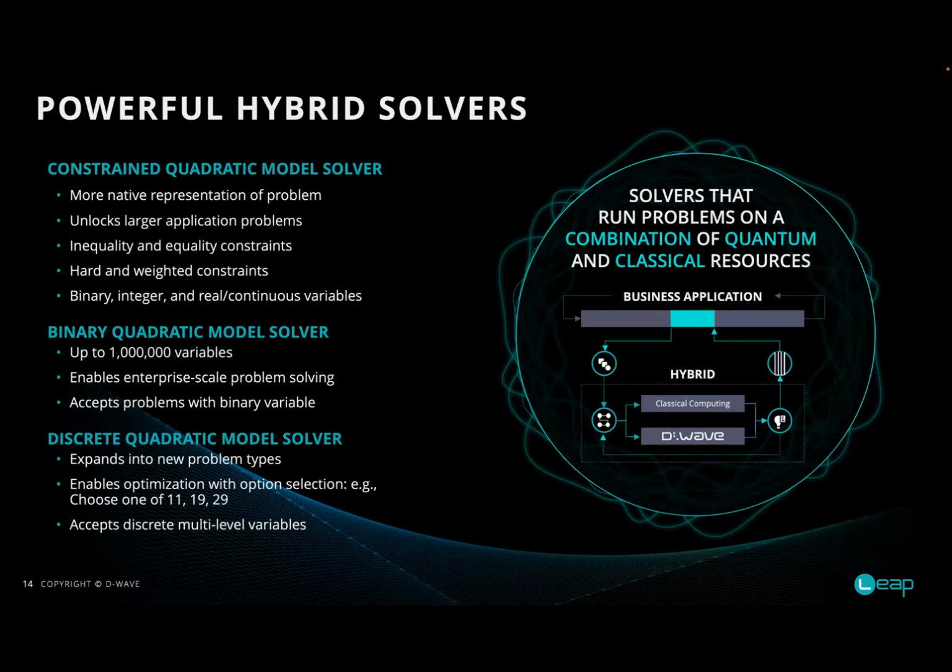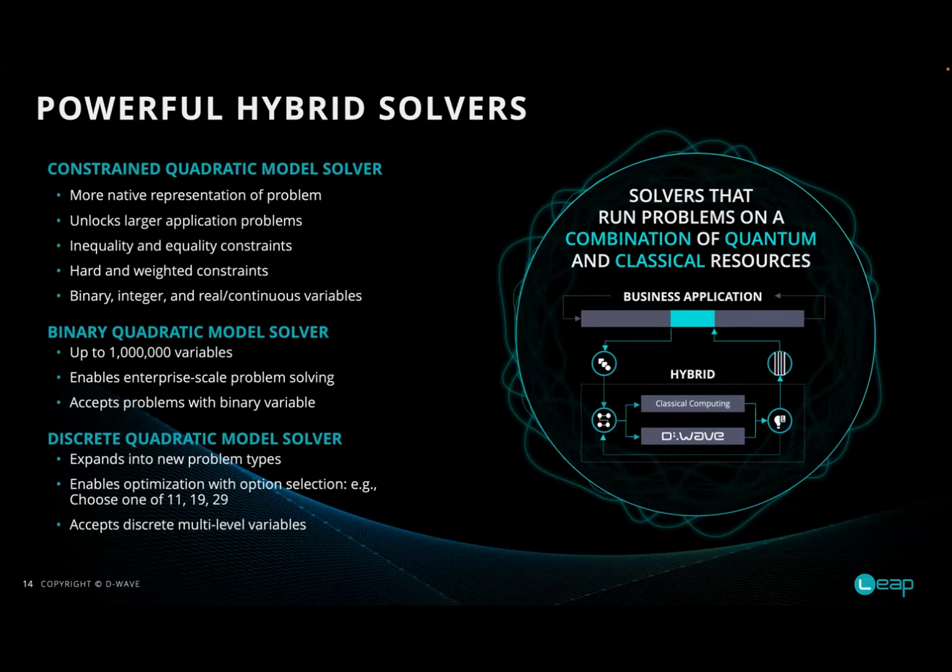This is gonna run QUBOs, exactly what you ran on the quantum computer, but much, much larger, up to 1 million variables. We then came out with our discrete quadratic model solver. This allowed you to have not just binary variables, but discrete variables. So each variable can choose its value from a set of up to 10,000 choices rather than just 2, 0, 1 for binary. So this was kind of our first step into generalizing that formulation and making it easier for people to use, since their problem might not necessarily fit into that binary format.